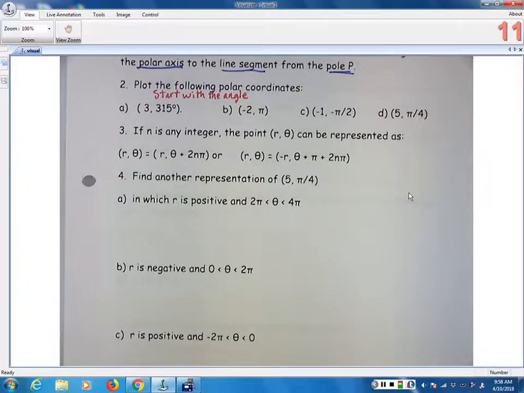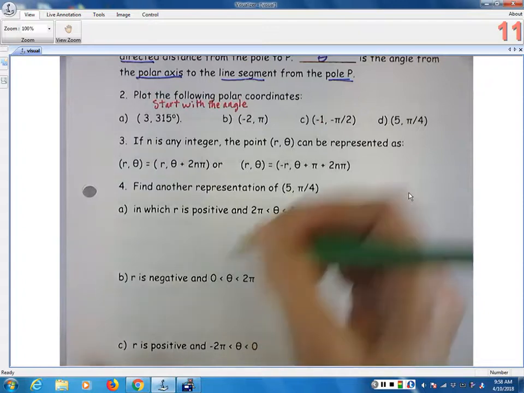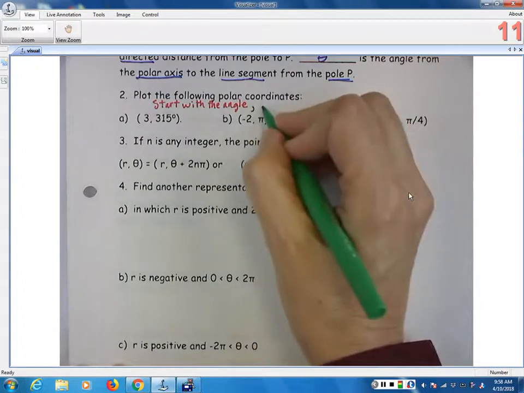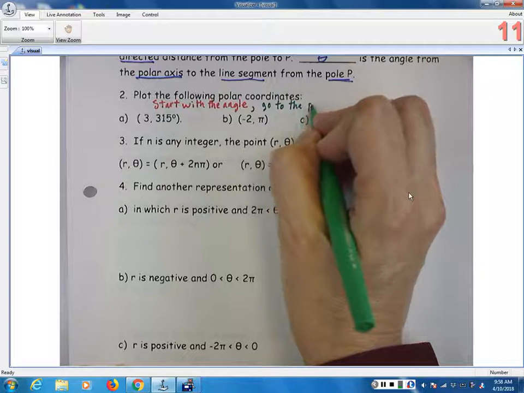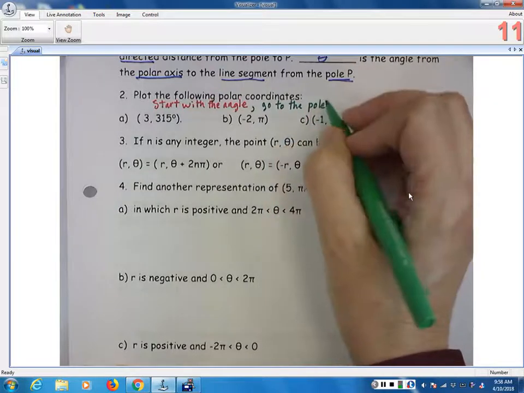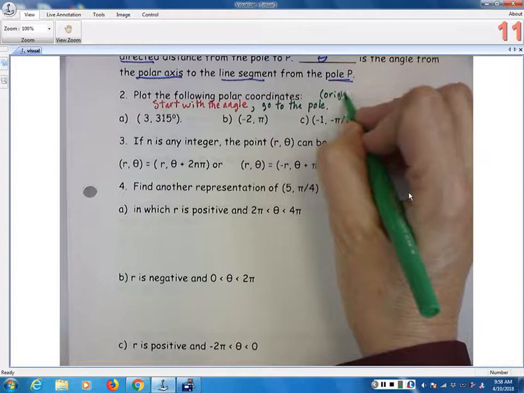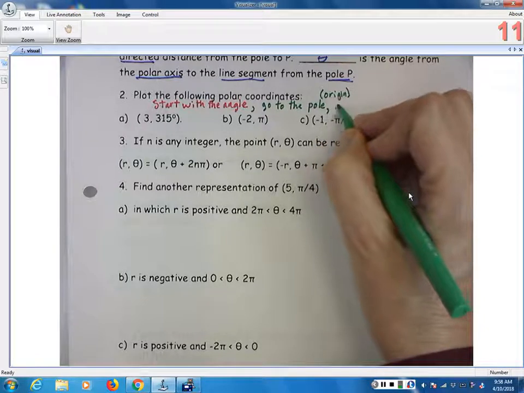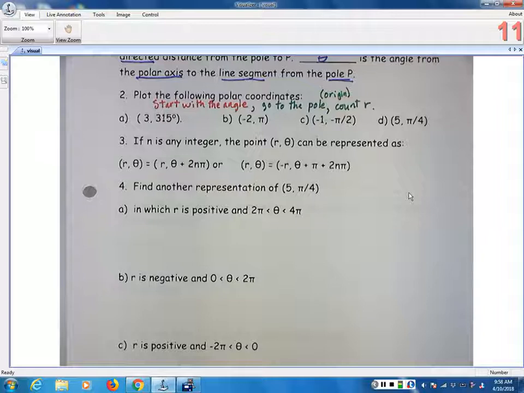We start with the angle, and then we go to the pole, or in the rectangular coordinate system, that's our origin. And then we count r. If it's a negative r, we're going to go in the negative direction, opposite that angle.